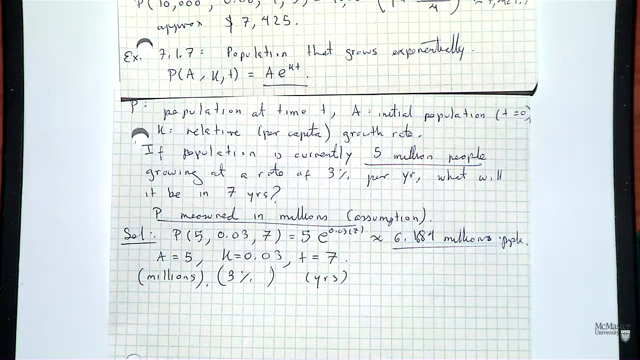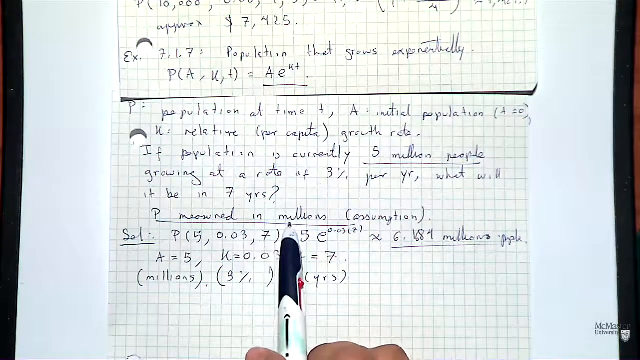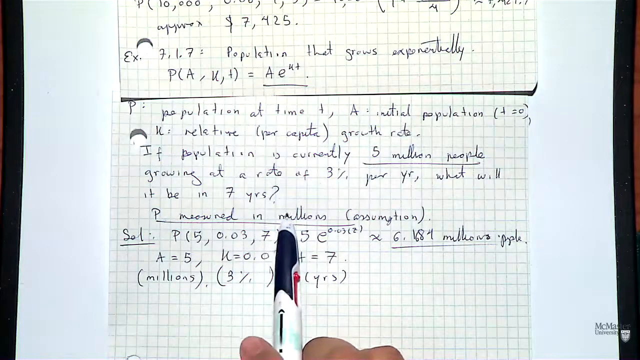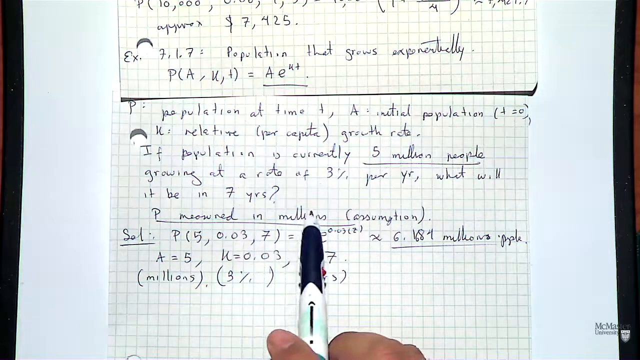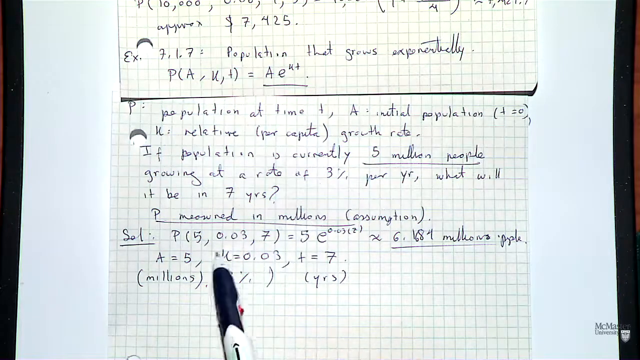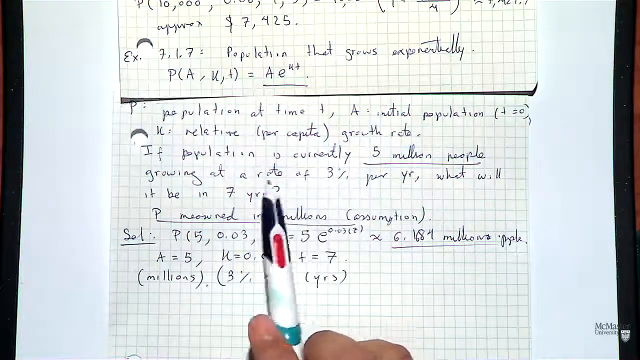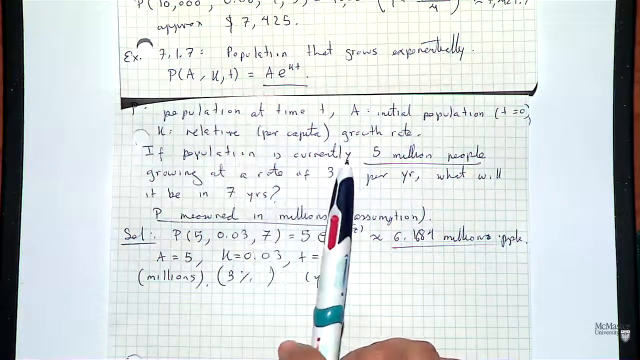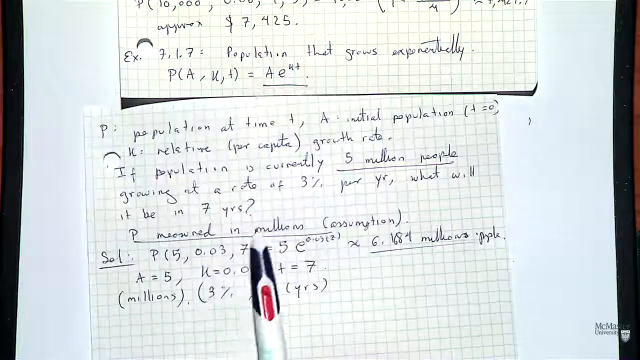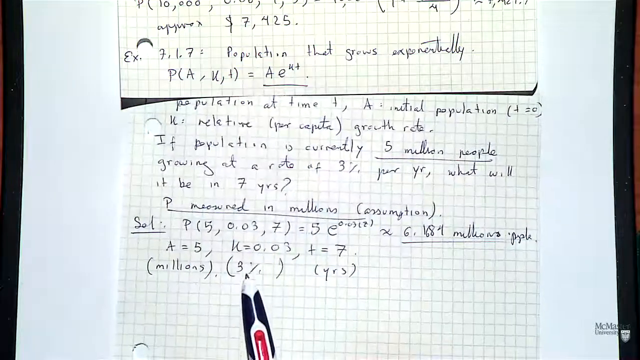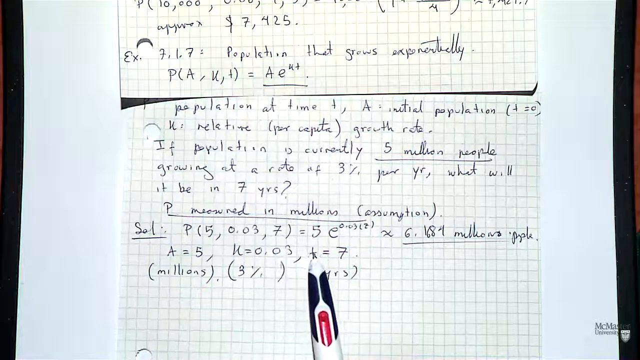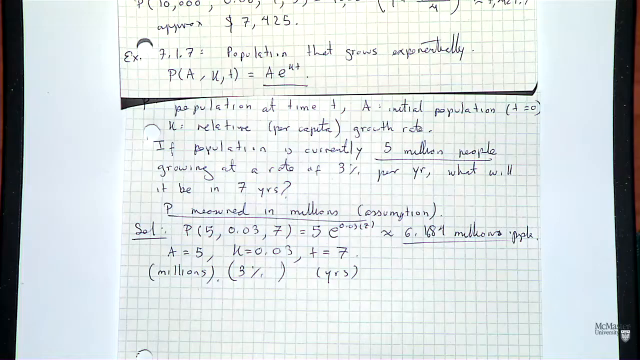So, this should have been mentioned in the statement of the problem, not in the solution. But having said that, all the parameters are there: the initial population currently, which is 5. Then we make the conversion of the percentage to the decimal, and then in 7 years, we do the computation.